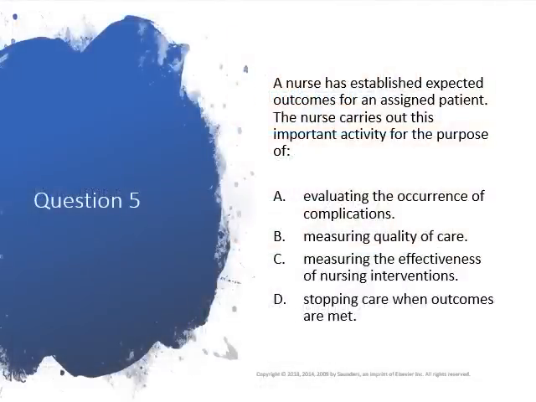Question number 5. This is our final question for this presentation. Let's take a look at this question together and consider your response. A nurse has established expected outcomes for an assigned patient. The nurse carries out this important activity for the purpose of A, evaluating the occurrence of complications, B, measuring quality of care, C, measuring the effectiveness of nursing interventions, or is it D, stopping care when outcomes are met?